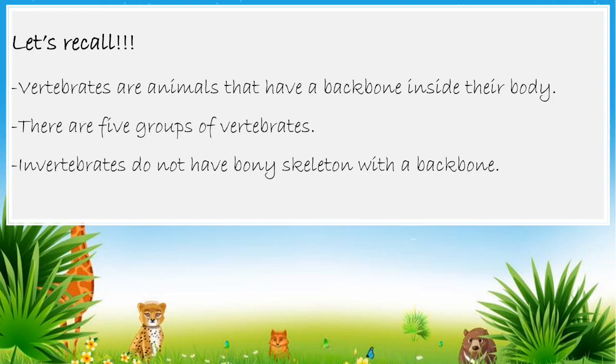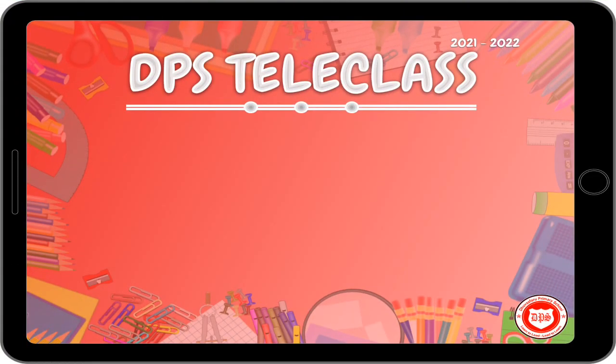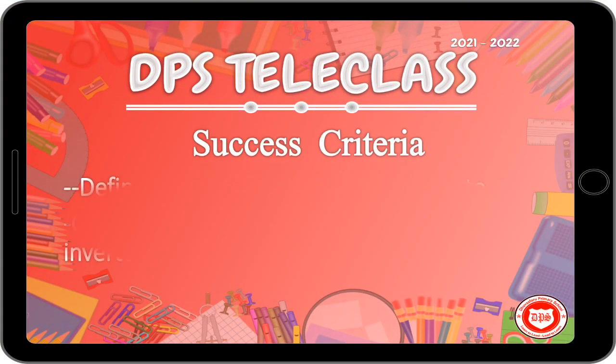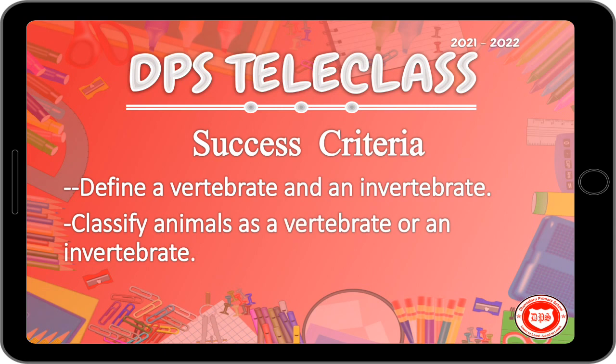Yes, I hope you learned something new about vertebrates and invertebrates. Let's recall our success criteria for today's lesson, whether you achieved the success criteria. At first, define what is vertebrate and what is invertebrate. Classify animals as a vertebrate or invertebrate.